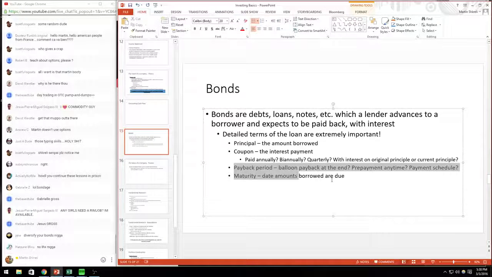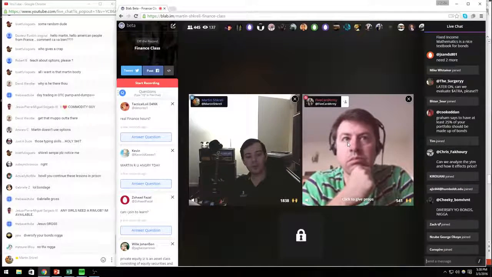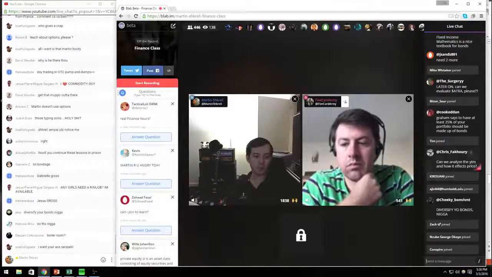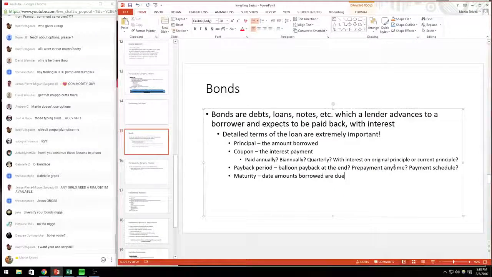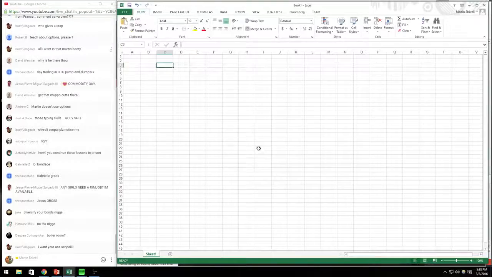And are there paybacks only at the maturity? In other words, a balloon payment? Or are there prepayments at any time? Is there a fixed payment schedule every year? There's tons of different ways to think about how that works. And we're not going to go through yield to maturity and all those things. This is not a bond class necessarily. We might do that later. What I wanted to do was to try to discount a basic bond.